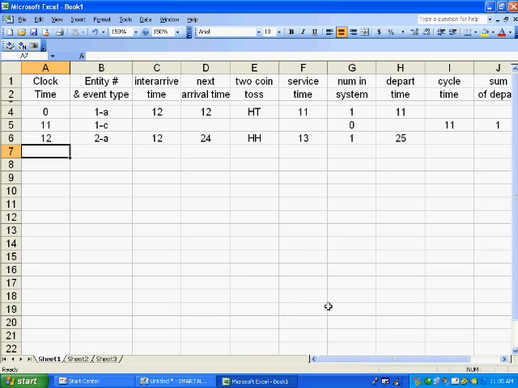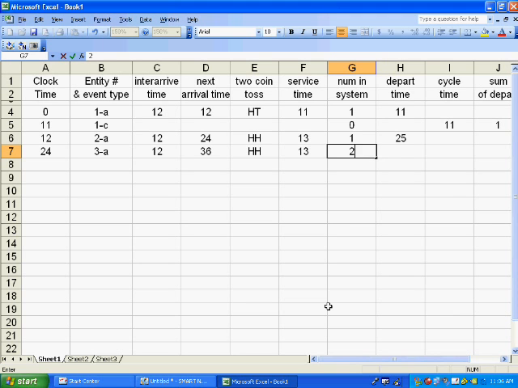So now we have to jump our clock time. Where do we jump the clock time to? 24, that's correct. So at 24, this is entity 3 with an arrival. Next inter-arrival time, 12. Next departure time, 36. Two heads again, huh? Okay. Service time is 13. Number in the system is 2.